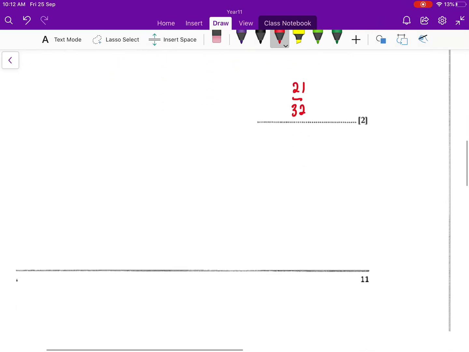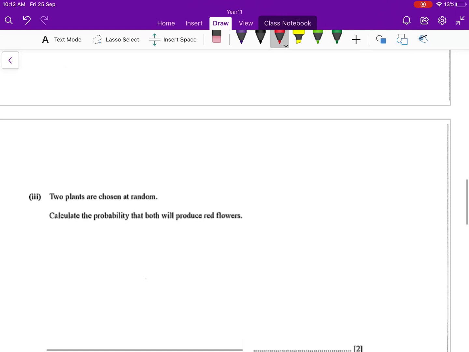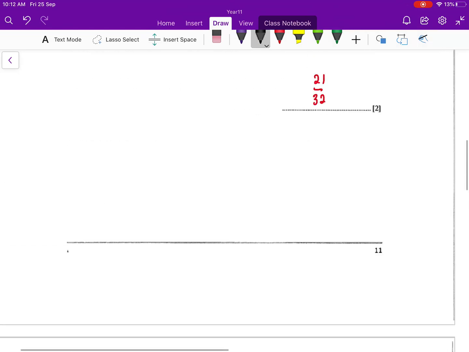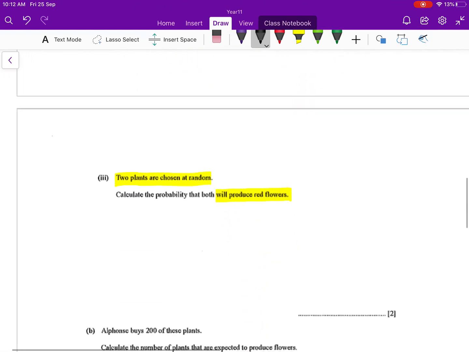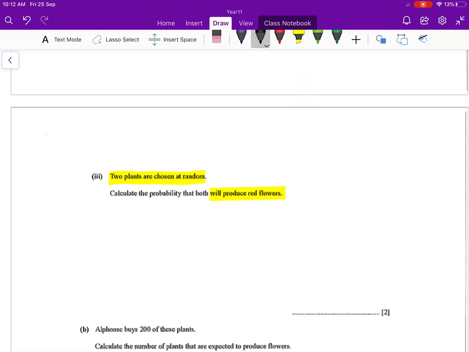You can't simplify 21/32 any further, so you can leave the answer as it is. Okay, moving on to the next one. Two plants are chosen at random. Calculate the probability that both will produce a red flower. Basically, if you look at the question that we have done just now in part a, it is kind of similar, but this one involves two plants.